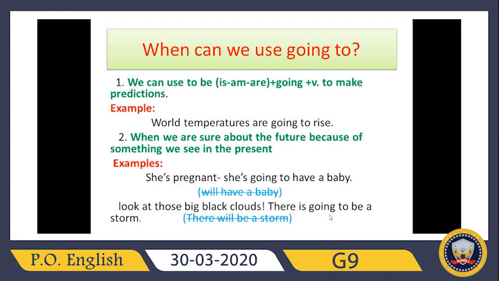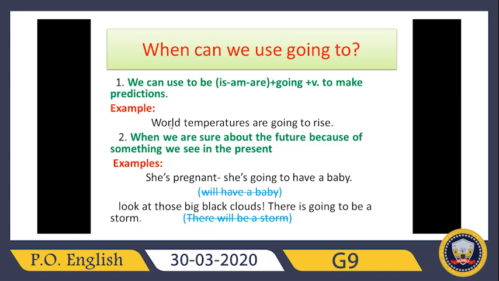Now, when can we use going to? The same with will. Here we can use to be. Be means is, am, are. Okay, is, am, are plus going to plus verb to make predictions. The same with will. The same sentence: world temperatures are going to rise, or world temperatures will rise. The same. Okay, as we took before.